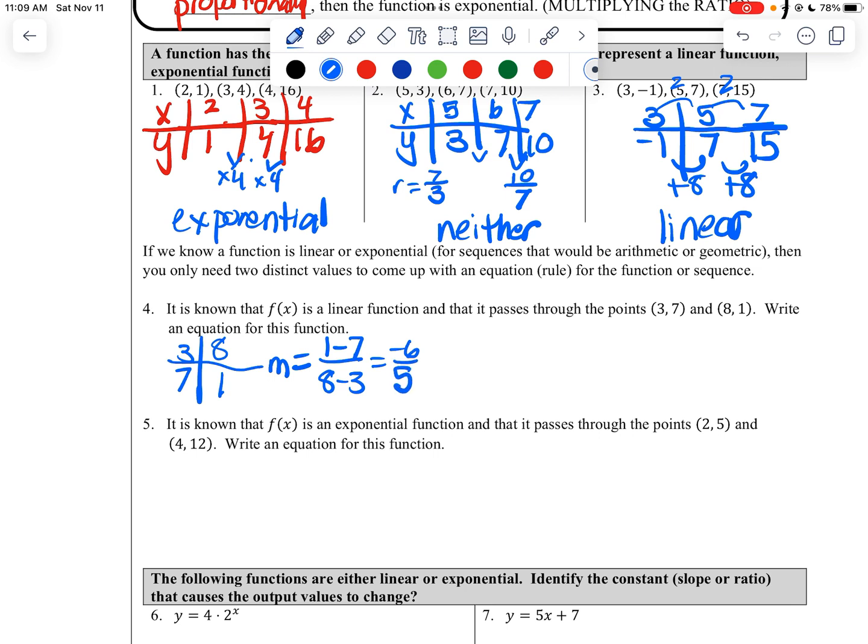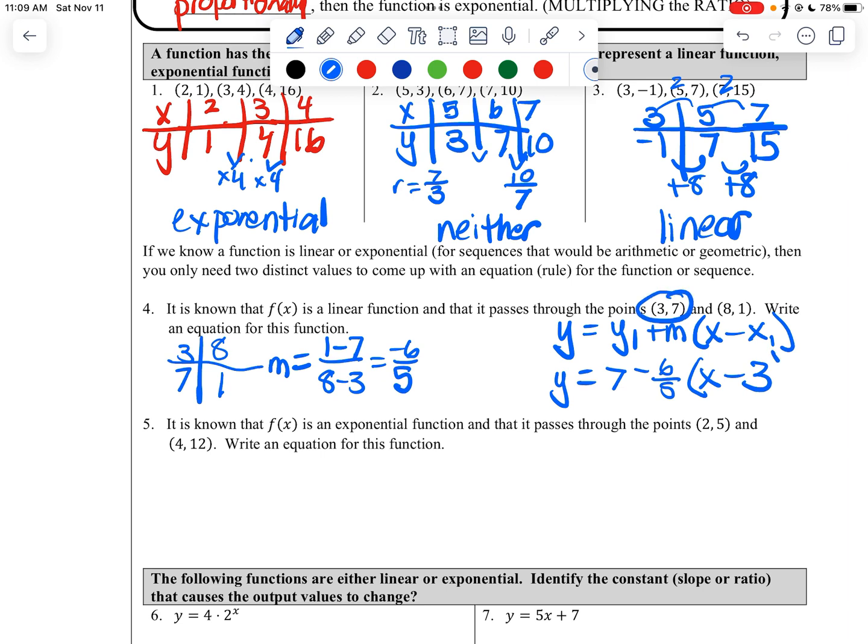And now we don't know our y-intercept, but we could use our equation, any y value, plus m times x minus x1. So y equals, we could choose either y value, it doesn't matter. So 7 plus, and I guess I could go minus 6/5 times x minus 3. So again, these are some formulas you will need to memorize.